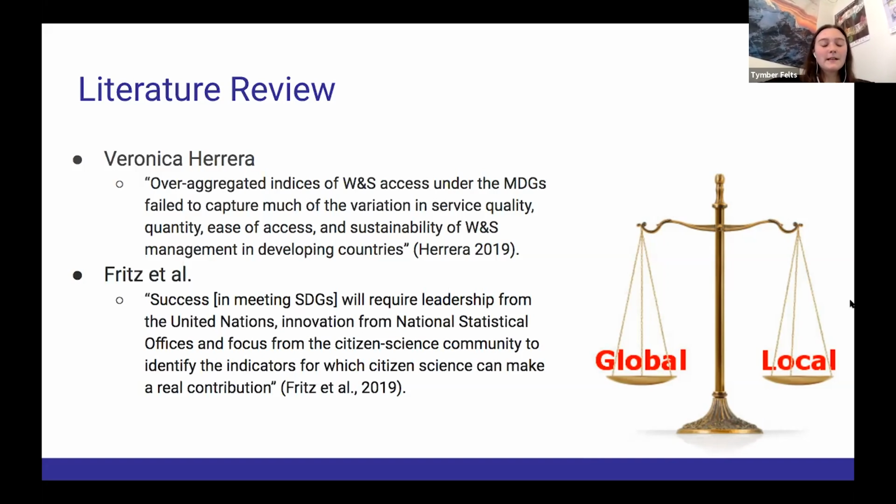Then the second one was from an article by Fritz and others. And they say that success in meeting the Sustainable Development Goals will require leadership from the United Nations, innovation from national statistical offices, and focus from the citizen science community to identify the indicators for which citizen science can make a real contribution. And this article is basically saying that we can ultimately improve the process of reporting Sustainable Development Goals through citizen science.